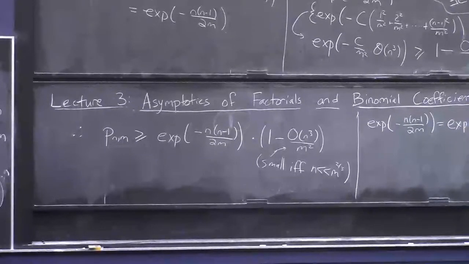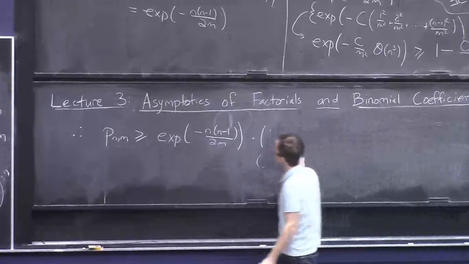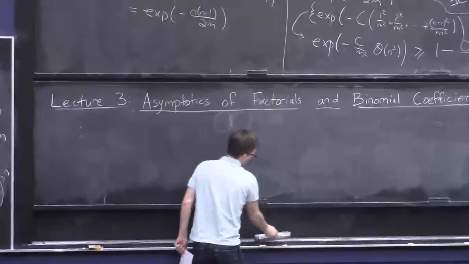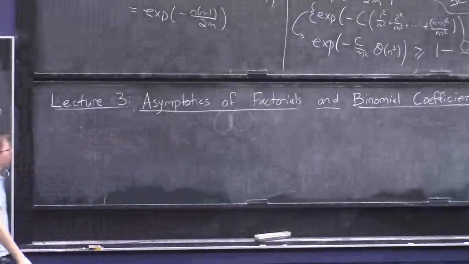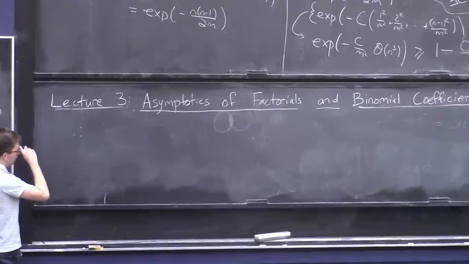Factorials and binomial coefficients. So the plan for both of these is to just write them down and then first do some really naive bounds, and then do some simple bounds, and then do some accurate bounds. So we shall start with factorials.